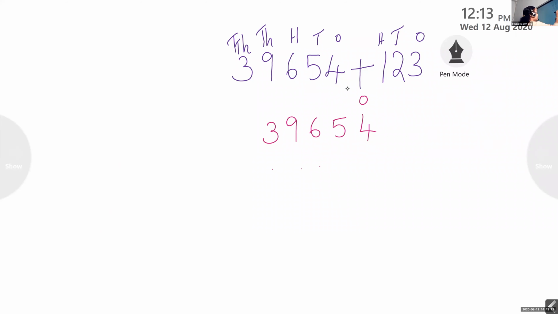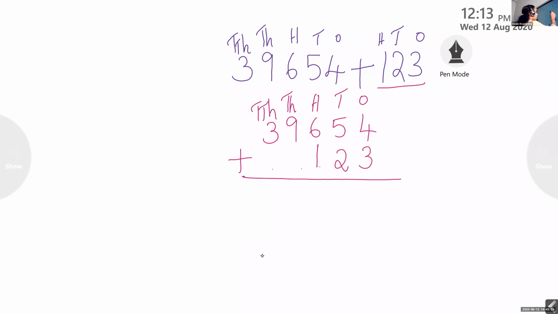You have to write ones, tens, 100, 1,000, 10,000. Okay, this is the place. And here we have till the 100 place only. So how will we write? We have to place the numbers one below the other according to their place. Now you can add.